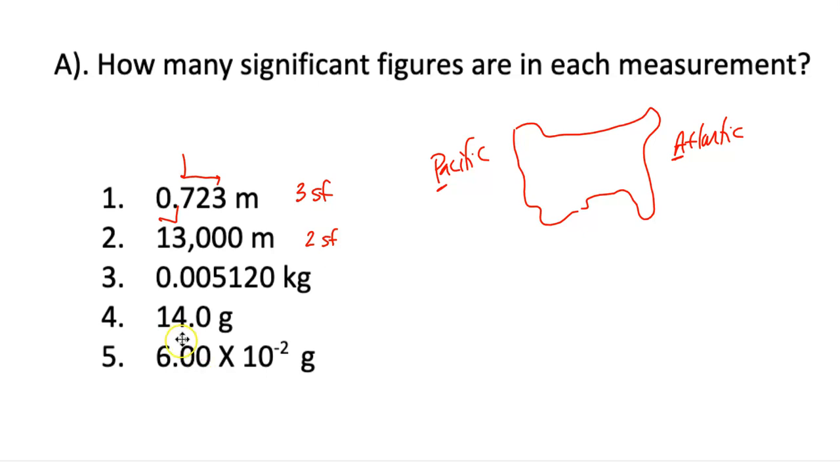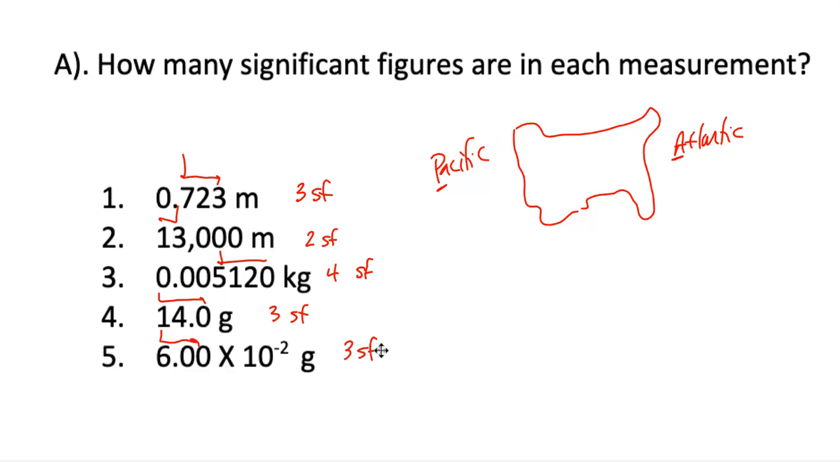For the next part, the decimal is present, and so we start at the Pacific Ocean. We come here to the first non-zero, everything after, 4 sig figs. 14.0 grams, present, start here, everything after, 3 sig figs. And then with scientific notation numbers, you only look at the numeric part. You don't consider the times 10 to the power of. So we start here and everything after, 3 sig figs.